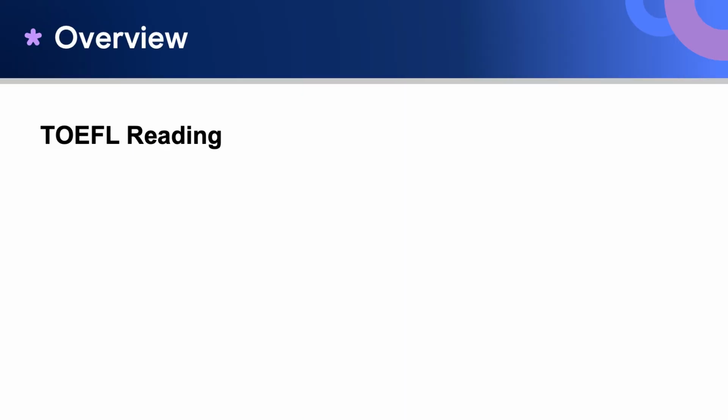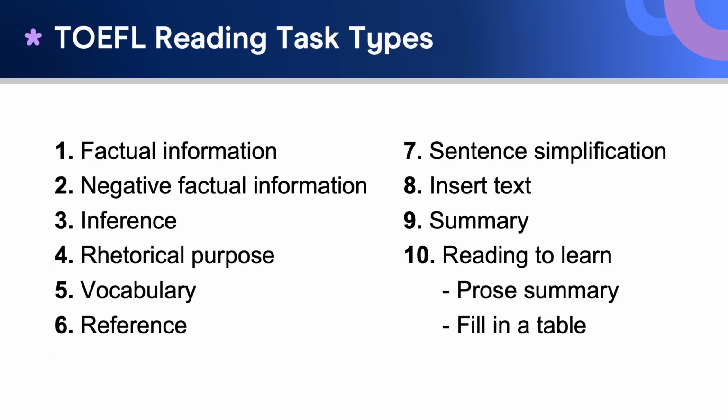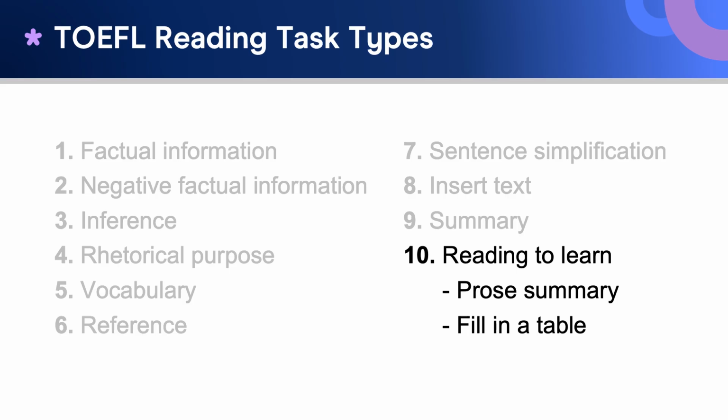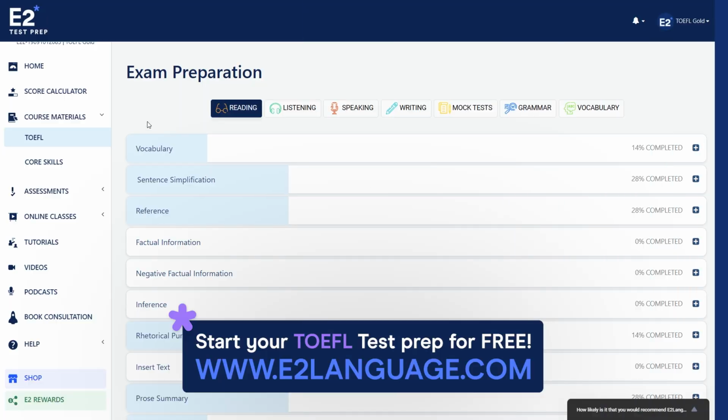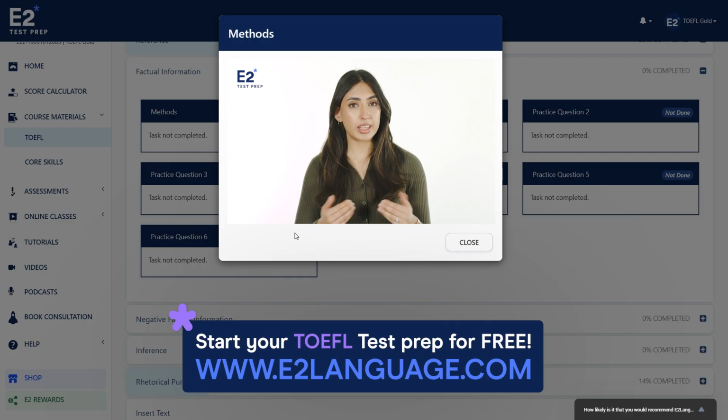On test day, the reading section takes about 35 minutes to complete. You'll get 2 reading passages, which are approximately 700 words each, and you'll get 10 questions per passage. There are 10 possible question types in TOEFL reading. The first 9 questions in each set will be a mix of information and inference questions, and the 10th question in each set will be what's known as a reading to learn question, which can either be prose summary or fill in a table.